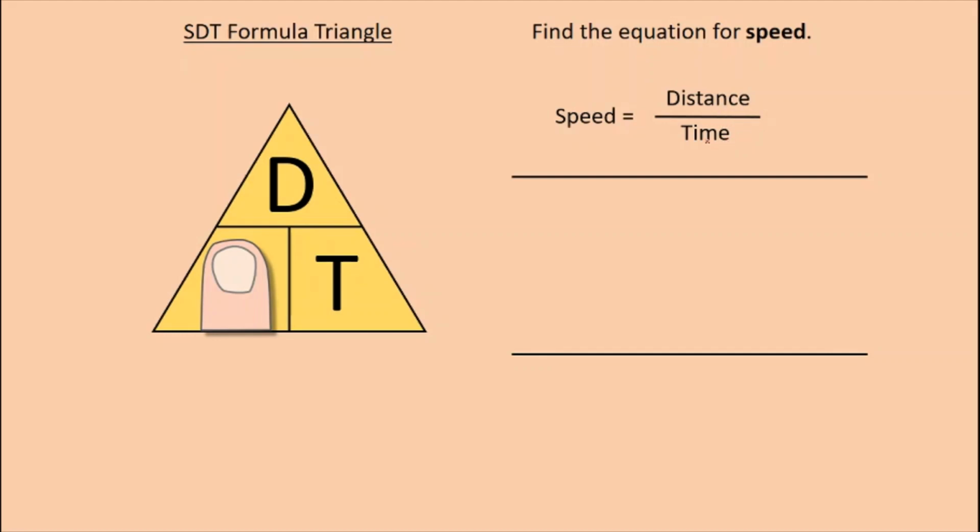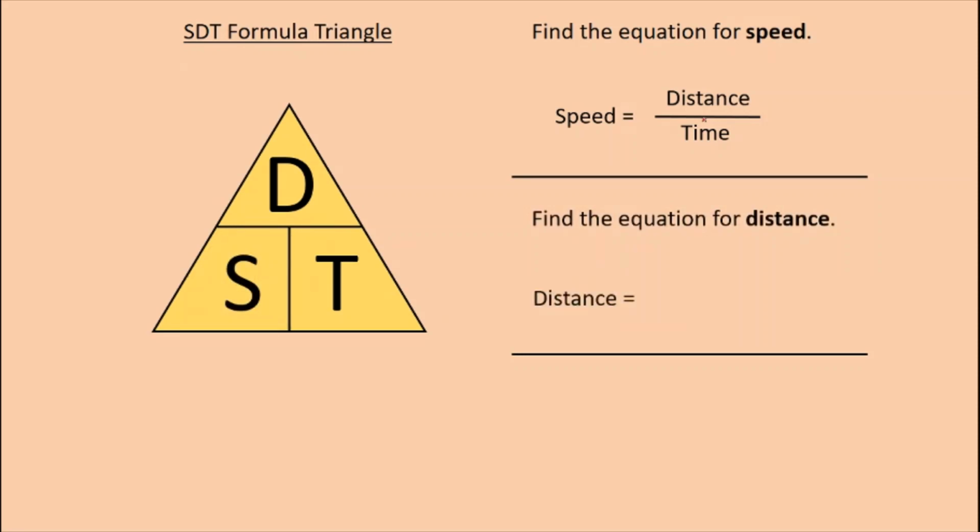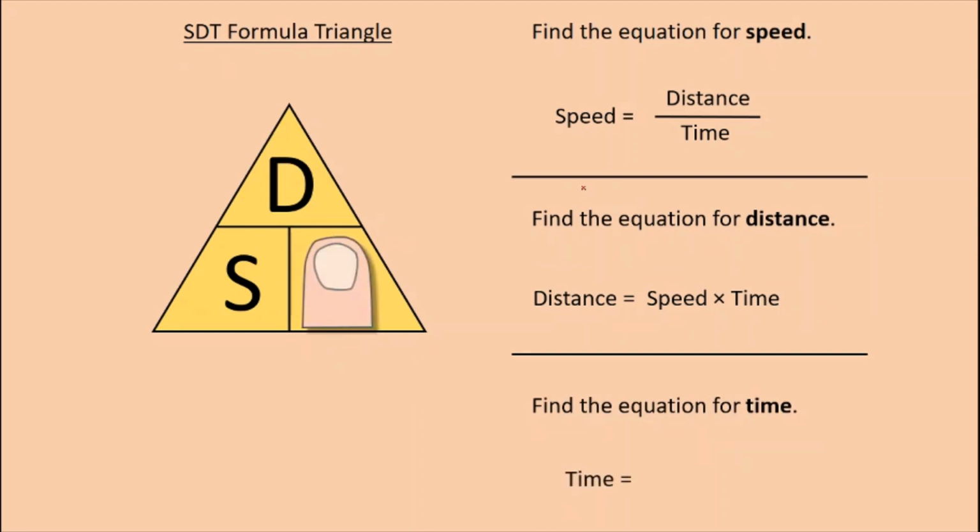It works the same. To work out the distance travelled, I'll cover up the distance with my finger, and the speed and time are next to each other, so we multiply. Just like you would in normal algebra, if you had 2 letters next to each other, you would multiply them together. Same here. Speed times time gives us our distance. And finally, the equation for time, we cover up the time, distance above speed, so distance over speed, or distance divided by speed. Please bear in mind, we'll come back to it in another lesson.